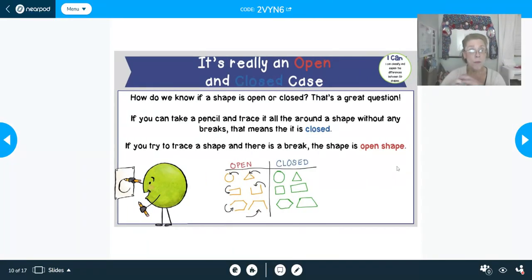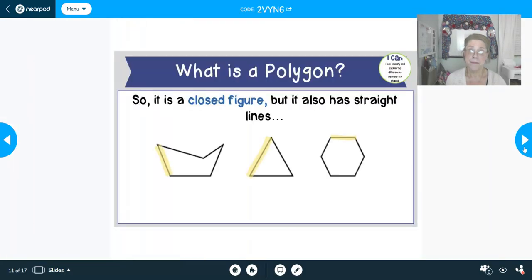So open shapes, there's a break. I cannot trace the shape at all because there is a break in that line. I have to lift my pencil up. Closed shape, I could trace that shape all day long if I wanted to because there aren't any breaks in the line. So we know a polygon is a closed figure, but it also is made of straight lines.